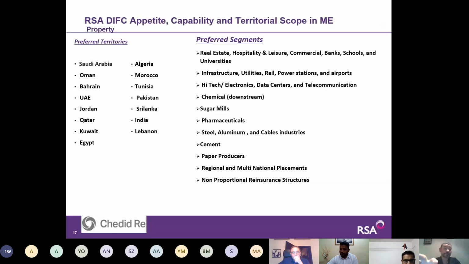This is our preferred segments. It doesn't mean that we don't look into any other thing, but these are our preferred segments. Preferred based on the history, these segments didn't make big losses for us. Preferred on premium-wise, premium generated.